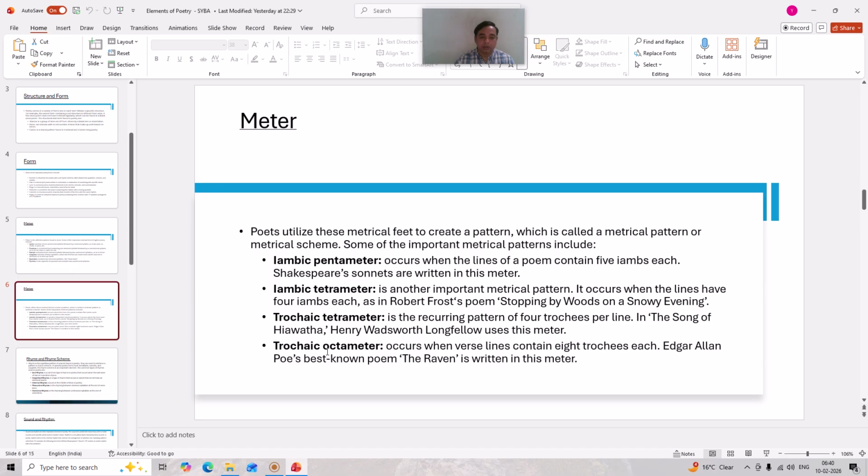The next one is trochaic octameter. It occurs when the verse line contains 8 trochees each, as found in Edgar Allan Poe's best known poem The Raven. The Raven is written in this meter called trochaic octameter.